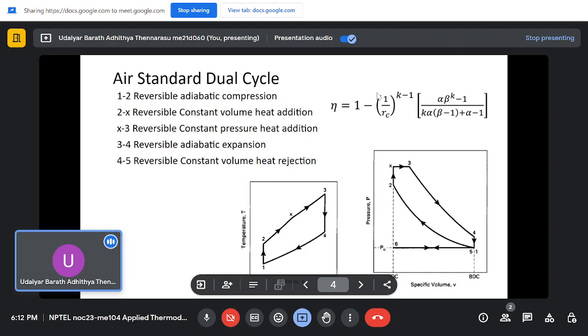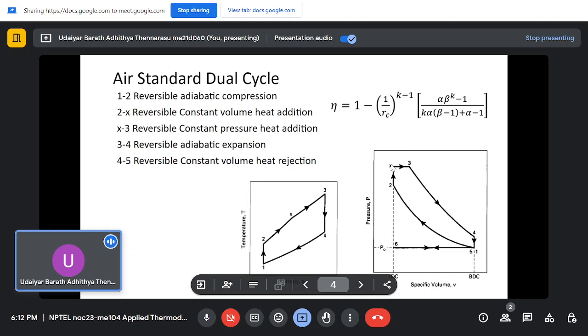In case of a dual cycle, it lies between an Otto cycle and a diesel cycle. The heat addition in the Otto cycle happens at constant volume, but in a diesel cycle we do it at constant pressure. So in the dual cycle, the process is split into two heat addition processes. It happens partly in a constant pressure process and partly in a constant volume process. So 2 to x is constant volume heat addition, and x to 3 is constant pressure heat addition.